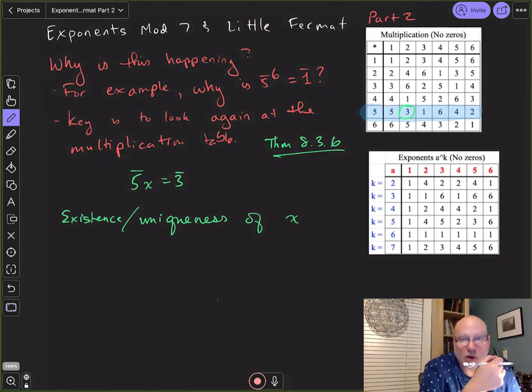So we have 5 bar times x equals 3 bar. It doesn't matter what we choose for the 3 bar. I could do 2, I could do 6, I could do 5. There's a unique solution out there. That's the important part, and we can see that in our chart. So that is kind of our key.